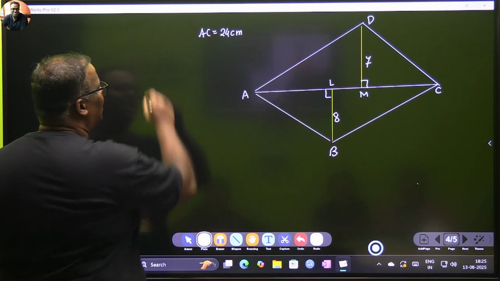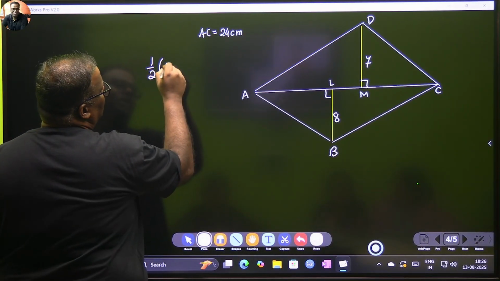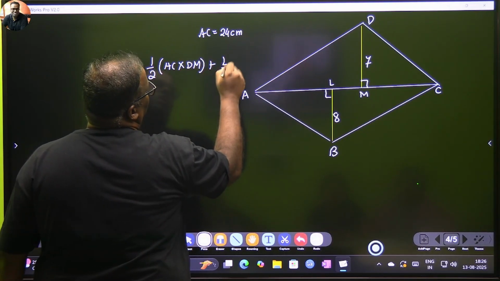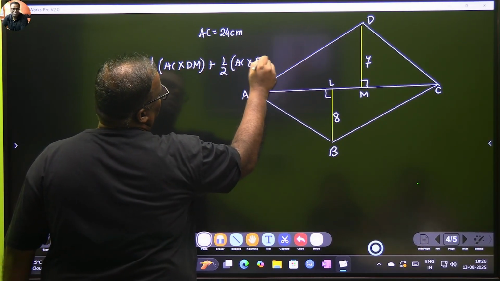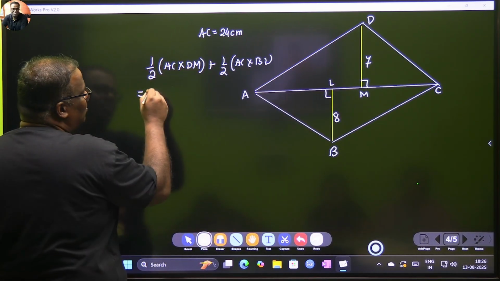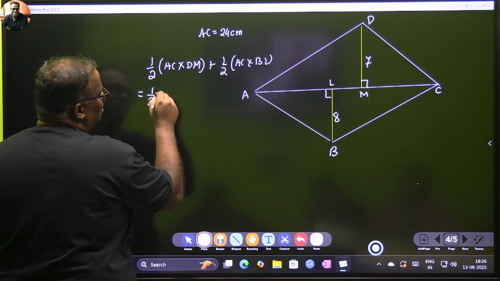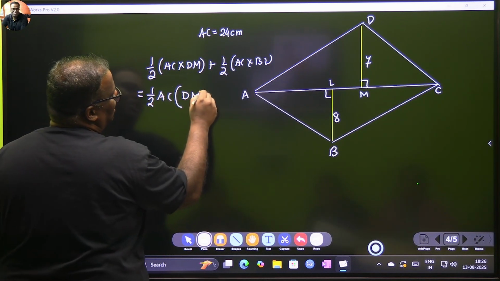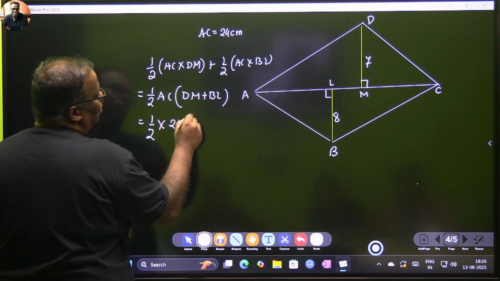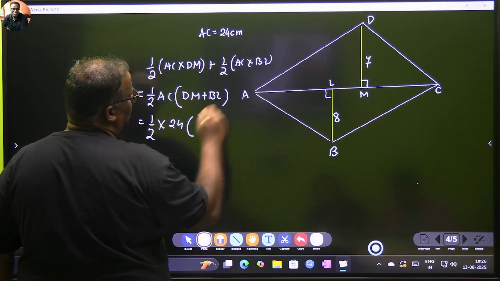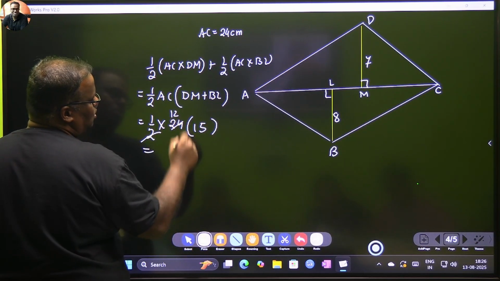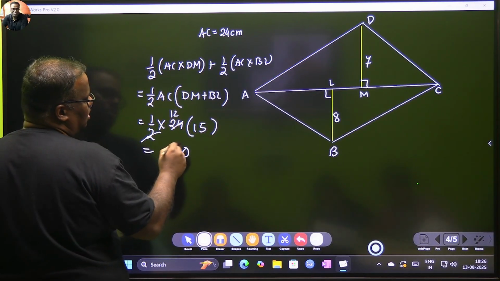तो इसमें करना ही क्या है? Half into AC into DM plus half into AC into BL. These two triangles. Then you will do like idiot. You will calculate everything. I will take half common. I see AC is also common. So distributive property, DM plus BL. So what is half? Half I know. What is AC? 24. What is DM plus BL? 8 plus 7, 15. 2 12s are 24. 15, 12 5s are 60, 0, 6 carry over, 12 1s are 12 plus 6.